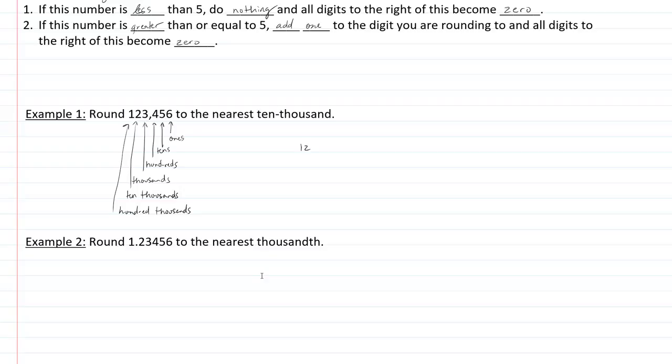So looking at 1, 2, 3, 4, 5, 6, we identify the 2 as the 10,000 we're trying to round to. So we look to the number to the right, and it's a 3. 3 is less than 5, so we do nothing and ignore all digits to the right of 2. So this becomes 1, 2, 0, 0, 0, 0. And that's our answer.